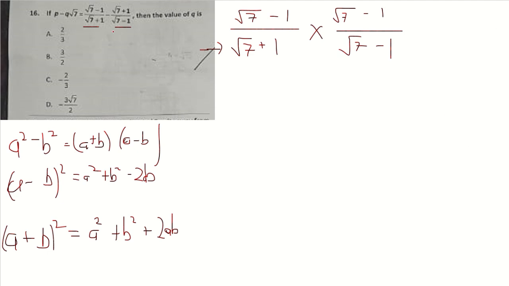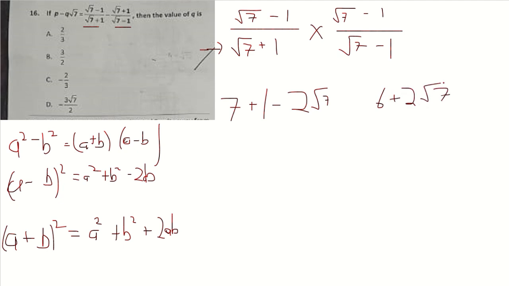Now here, this is root 7 minus 1 into root 7 minus 1. So we can say this is a minus b whole square, where a is root 7 and b is 1. Therefore, this will be equal to a square, which is 7, plus b square, which is 1, minus 2ab, which is 2 into root 7 into 1, which is 2 root 7. So this will become 6 minus 2 root 7 in the numerator.